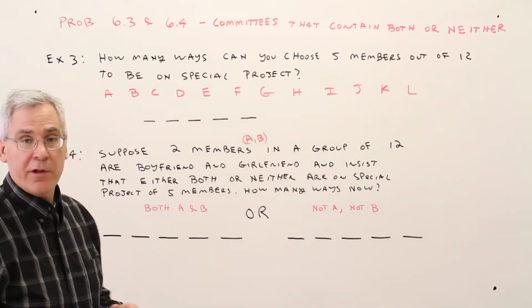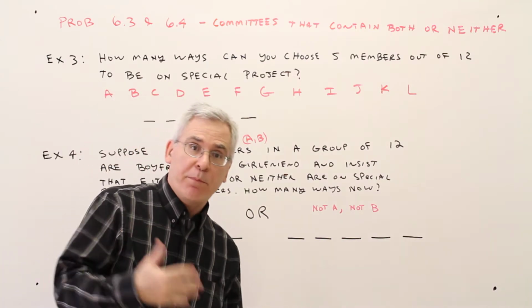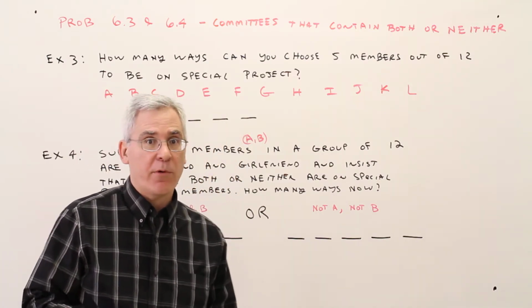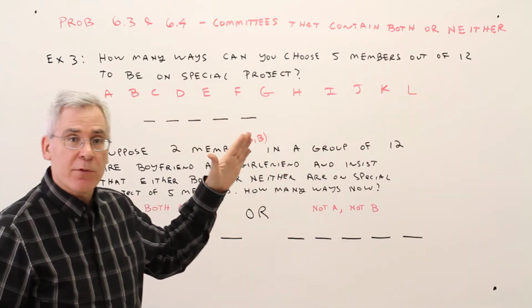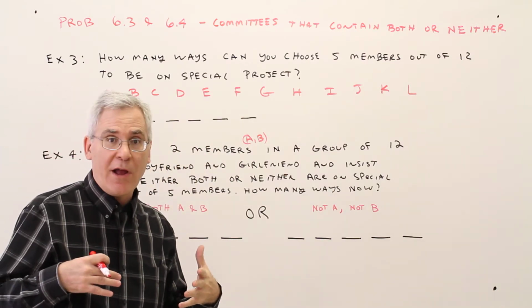Welcome to probability videos 6.3 and 6.4, committees that contain both members A and B or neither member A nor member B. All right, here's example 3.